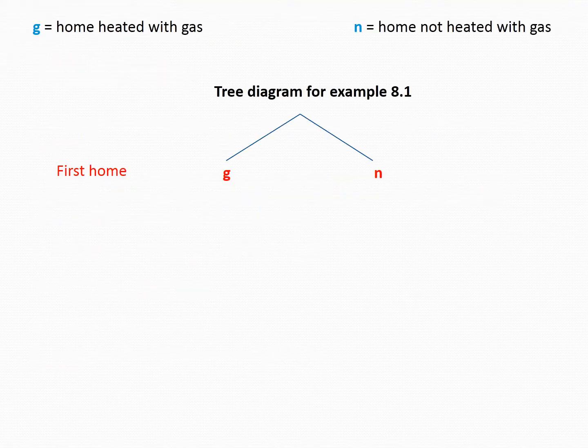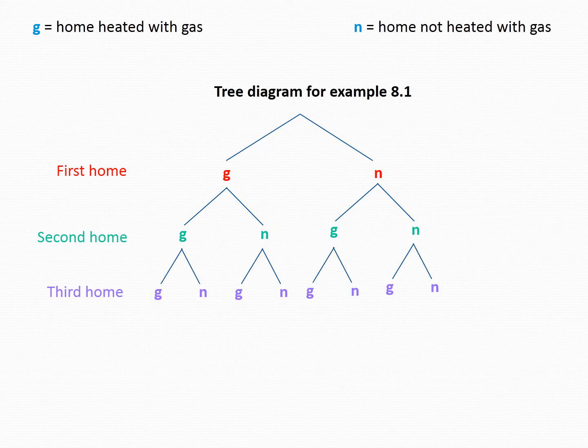So we can let G denote that the randomly selected home is heated with gas, and N that a home is not heated with gas. So for the first home, you have 2 possible outcomes. The home can be heated with gas, or it cannot be heated with gas. Then for the second home, you will have 2 branches branching from that first home, because you have 2 possible outcomes for the second home each time. So if the first home was heated with gas, the second one can be heated with gas or not. If the first home was not heated with gas, the second home can be heated with gas or not.